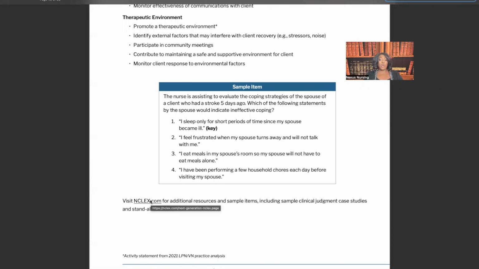So with this question, we're looking for signs of ineffective coping. So we're looking for something bad. And the correct answer is 1. I sleep, ding, ding, ding. Look at that word only.